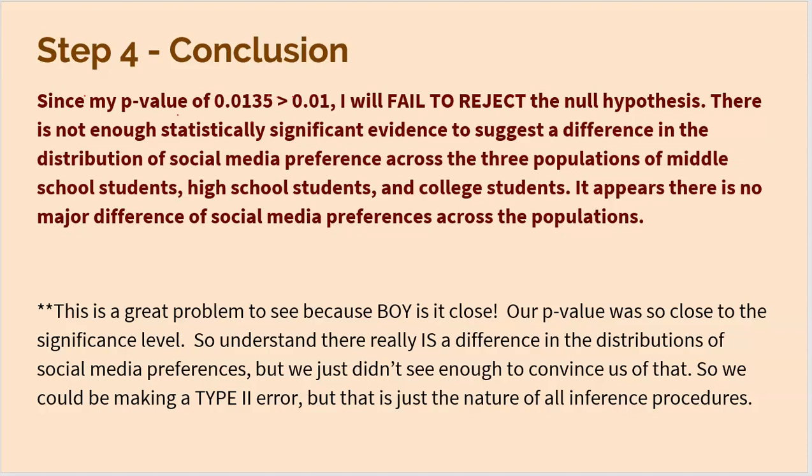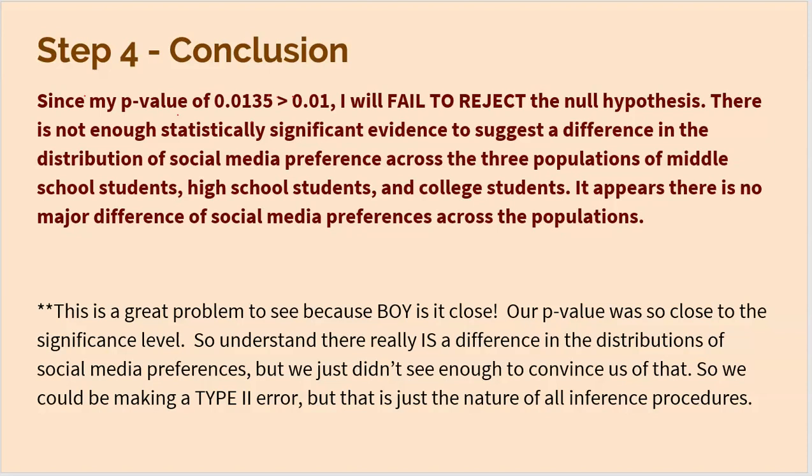So remember, when we fail to reject the null, we're saying that, listen, it was close here. Sorry, but it is what it is. We're basically saying, hey, we're failing to reject. There is not quite enough evidence to suggest that there really is a difference. Go back and look. Some numbers were a little bit off, but most of them were actually not that far off to say that we can clearly say that there is a difference in the distributions across, okay? So it appears that there is no major difference of social media preferences across the population. So make sure you give a nice, well-worded answer in context.